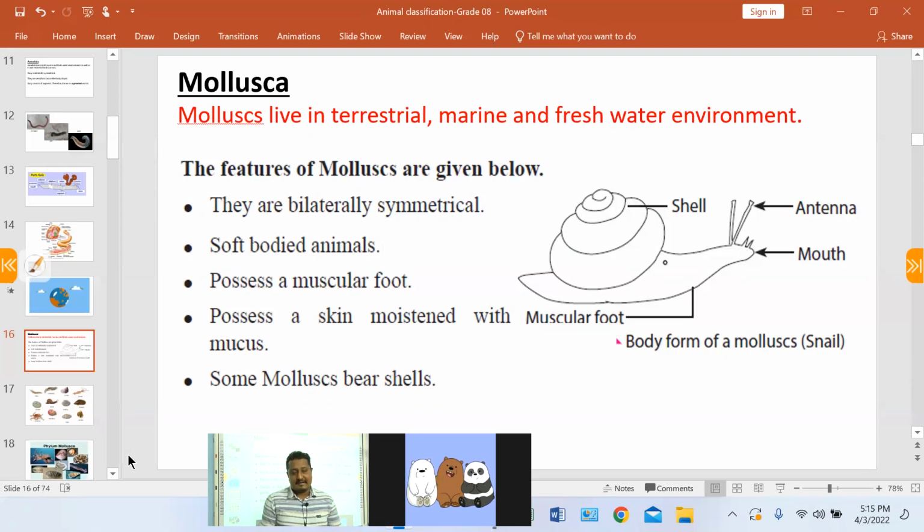Cuttlefish. Just like rubber when you eat. Octopus are not eaten. They will eat us. Then the soft body they have. Then the slug. Slug means hangolla. Oysters.